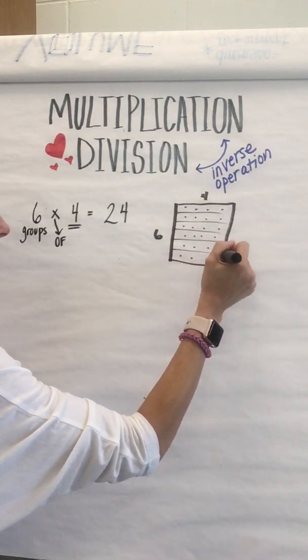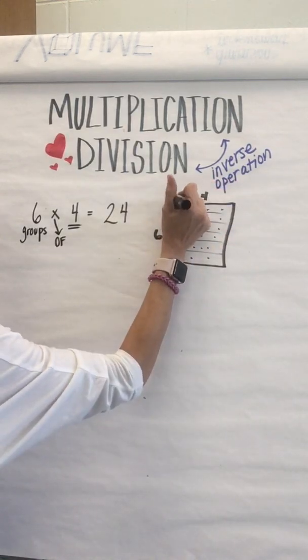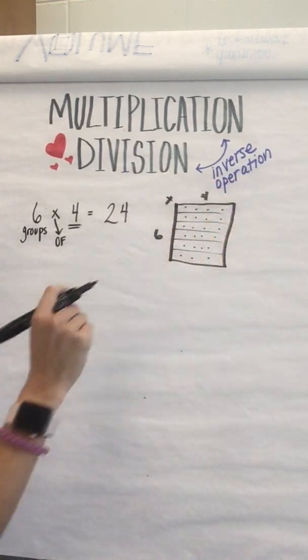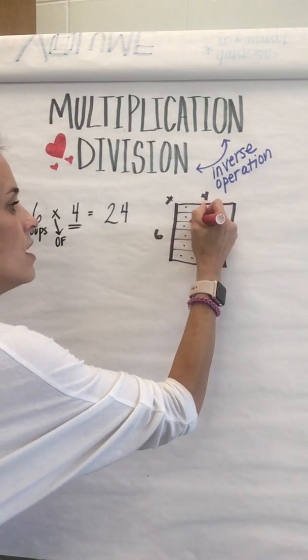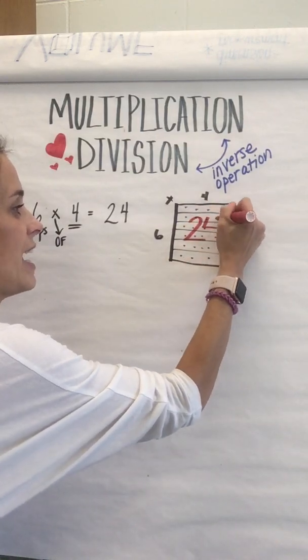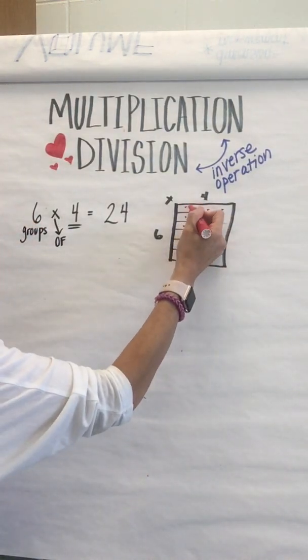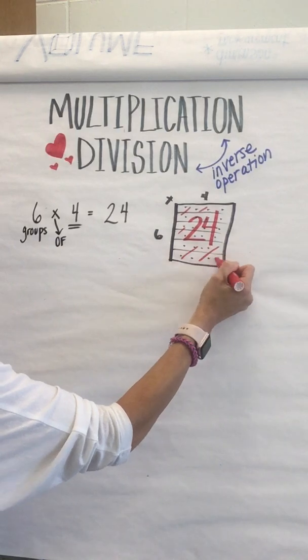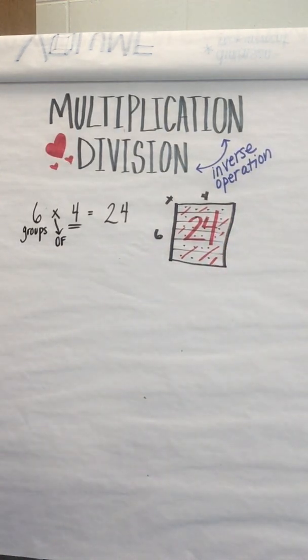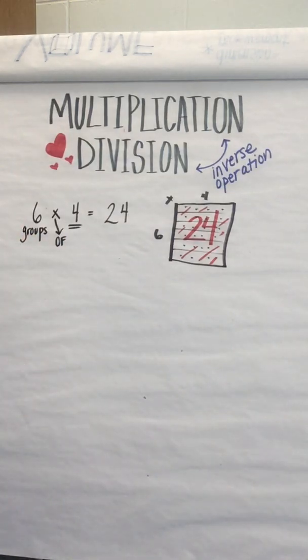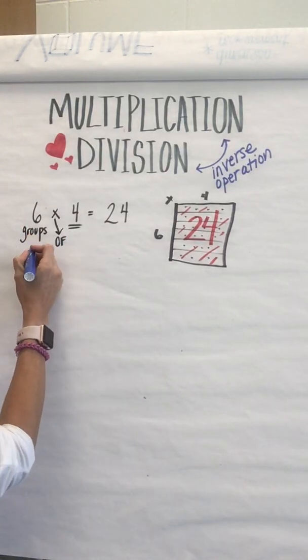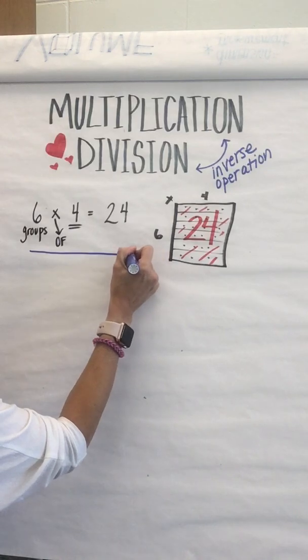And I know this is a basic fact, so you would say 6 times 4. And the solution to this, factor times factor, is the product, which is 24. It's actually the area, what makes up the inside. So 6 times 4 is 24. I'm reading 6 times 4 is 24 going this way.